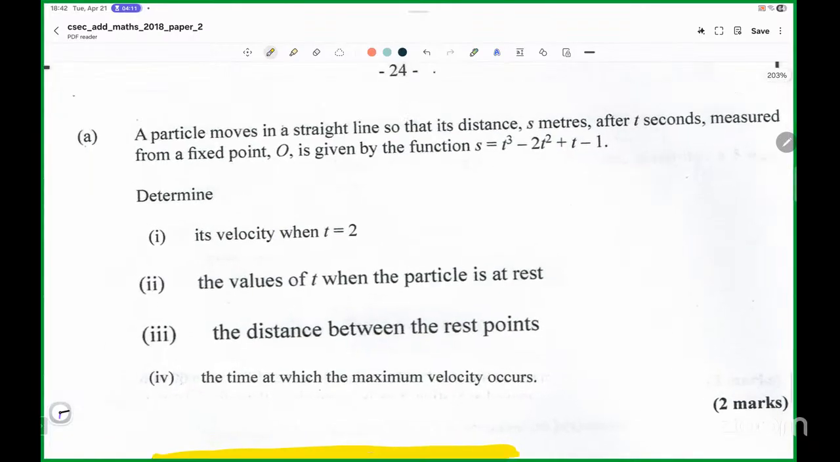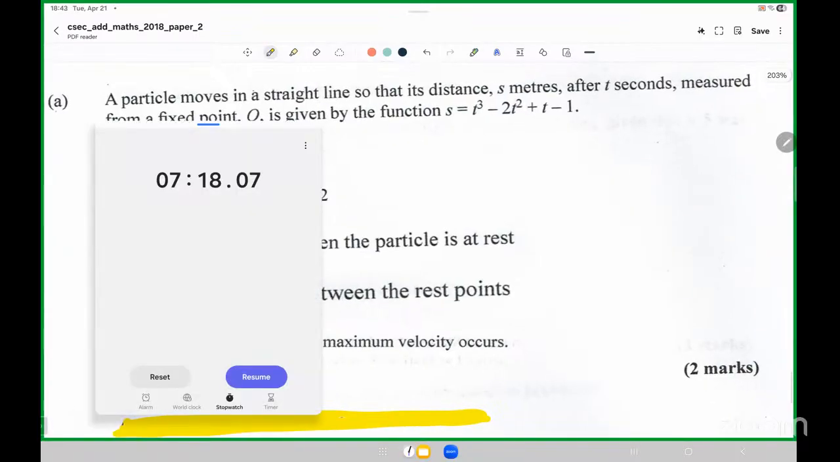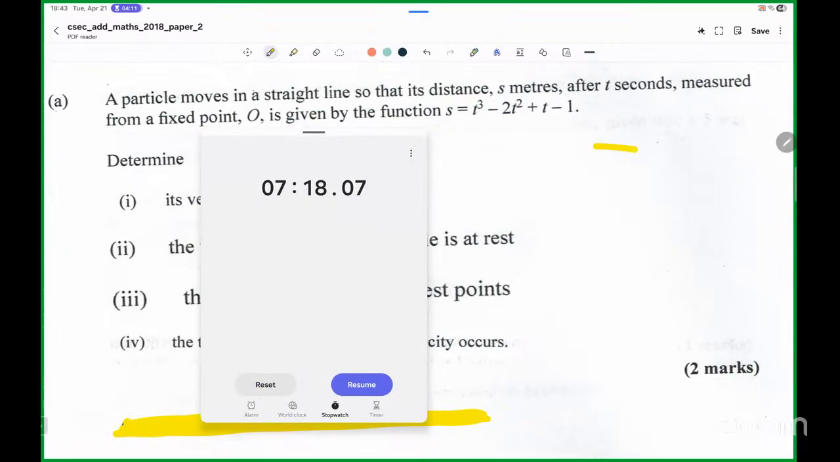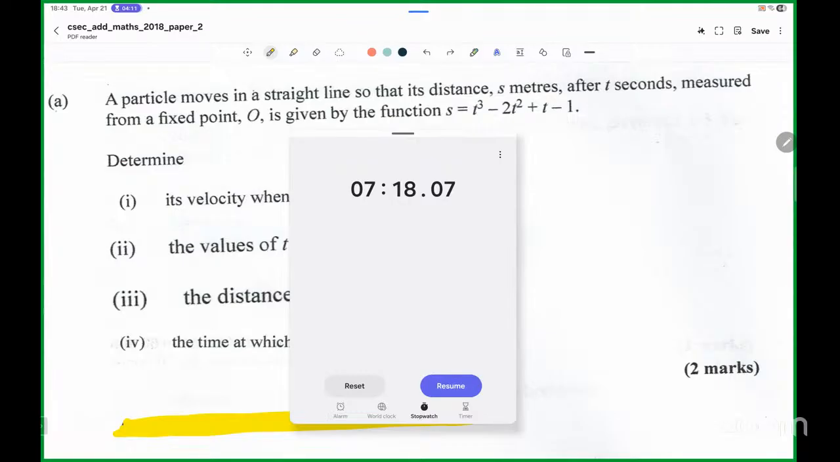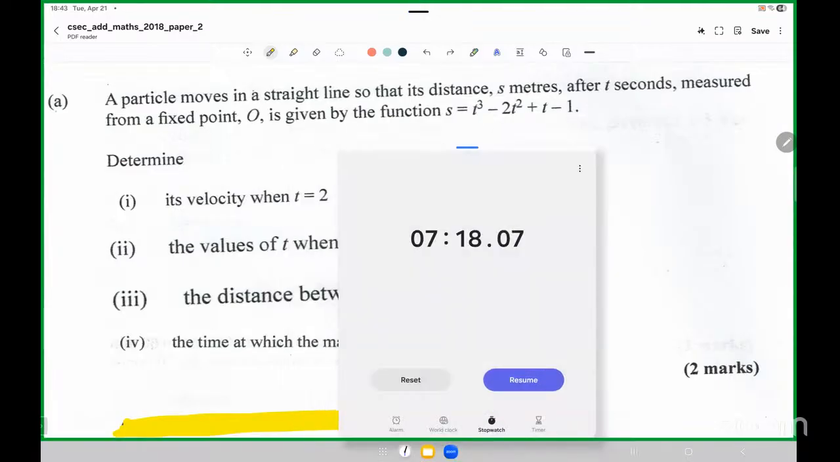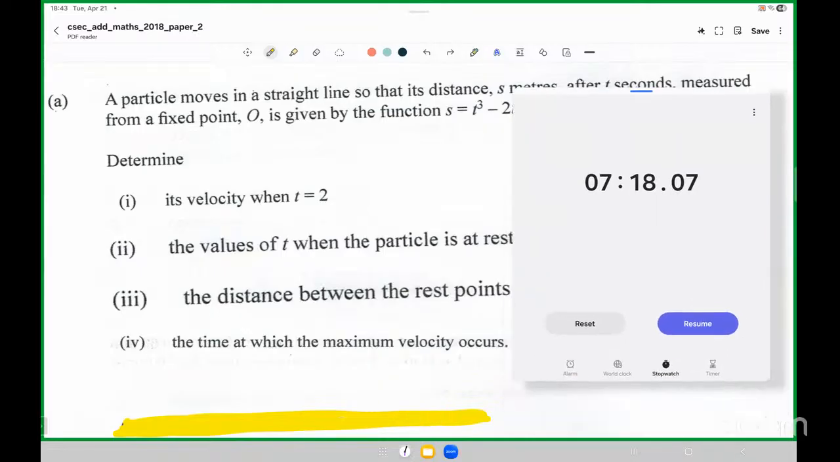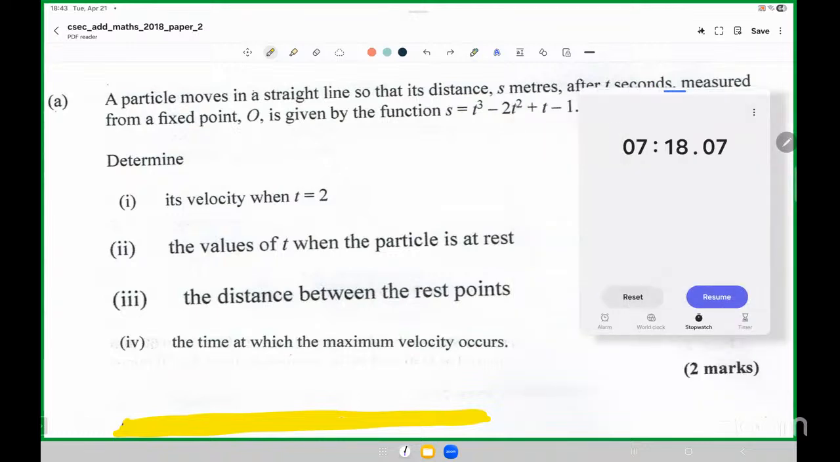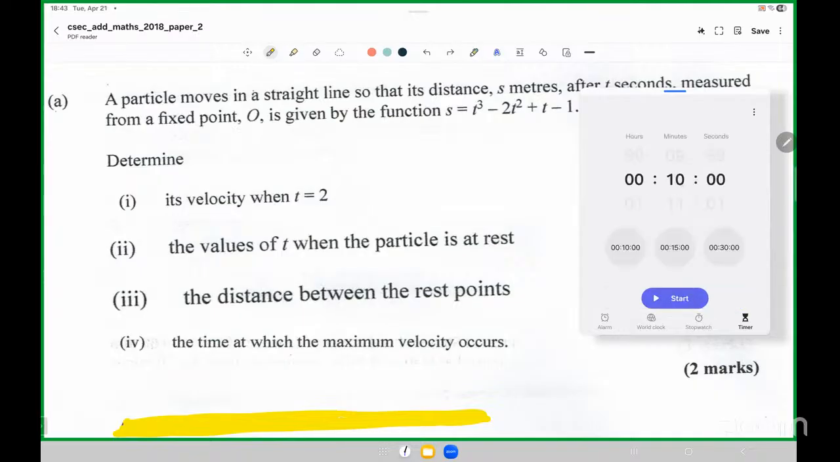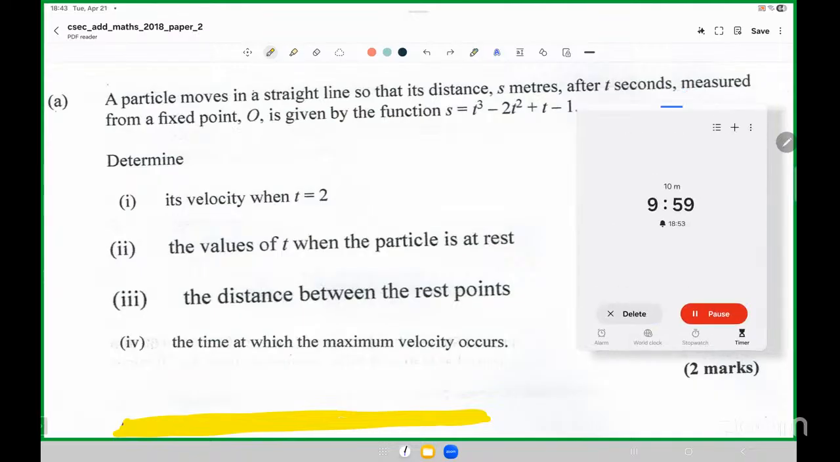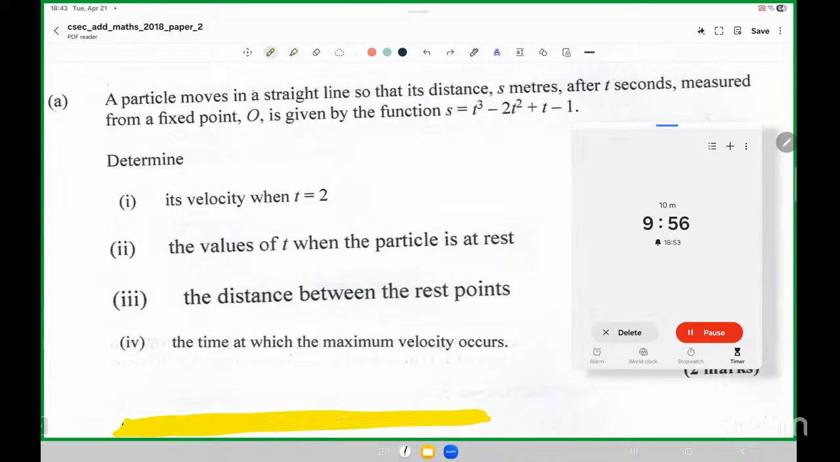About 5 minutes for that one. What about 5 minutes for this? Yeah? I need so much time, you know, because I just have another part of the question. Work it out, work it out. 10 minutes.